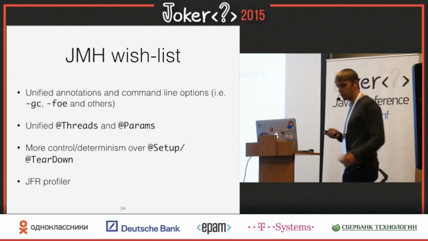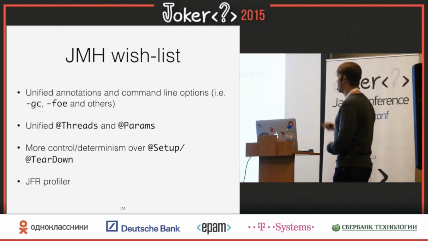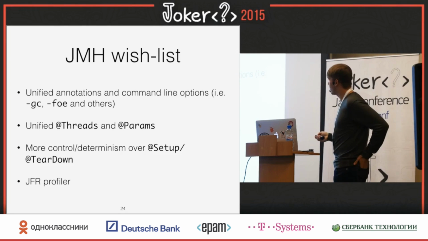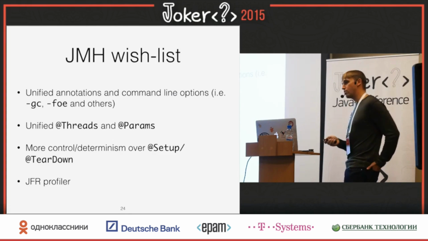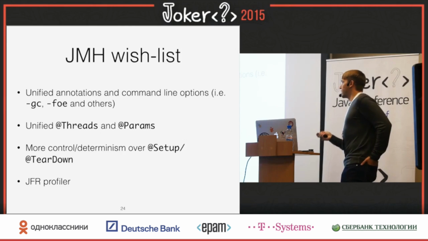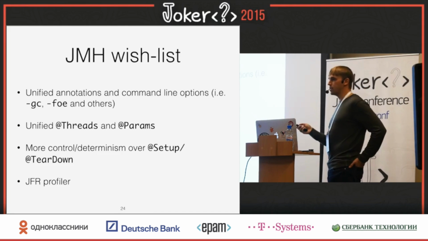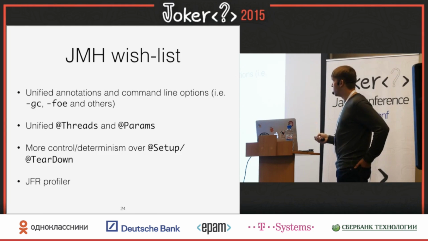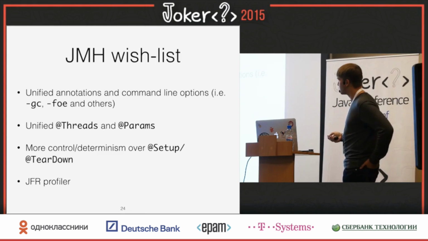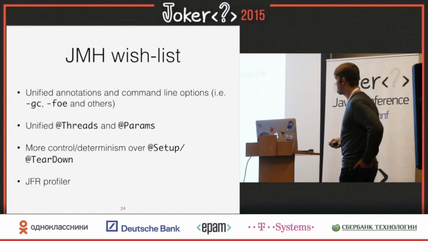So here comes my wish list for JMH, and I can show it to Alexei. What I would love to have is a unified annotation and command line option. For instance, if I can do GC from the command line, I should be able to do it with the annotation. Because in my benchmark suite, I have maybe 5 benchmarks that need garbage collection control around invoking iterations. But for the rest, I don't want the overhead of calling GC and waiting on that. The same goes for fail on error. I might just say, by default, have an annotation for fail on error too.